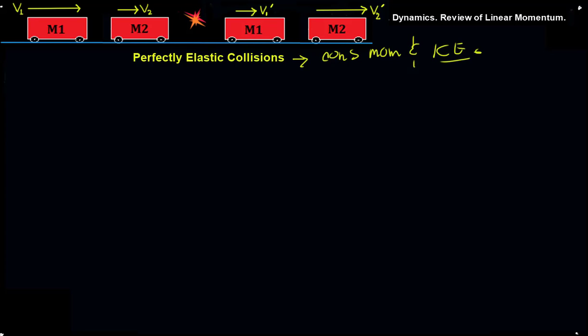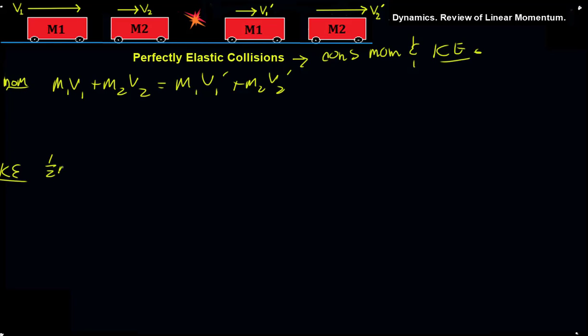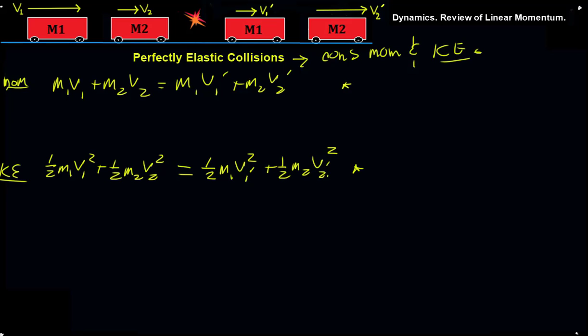Let's see how we'd solve that. So conservation of momentum and the conservation of kinetic energy tells us that the kinetic energy before, which would be 1/2 m1 v1 squared plus 1/2 m2 v2 squared, is conserved. So after the event, 1/2 m1 v1 prime squared plus 1/2 m2 v2 prime squared. We're going to conserve energy, kinetic energy, and we're going to conserve momentum.